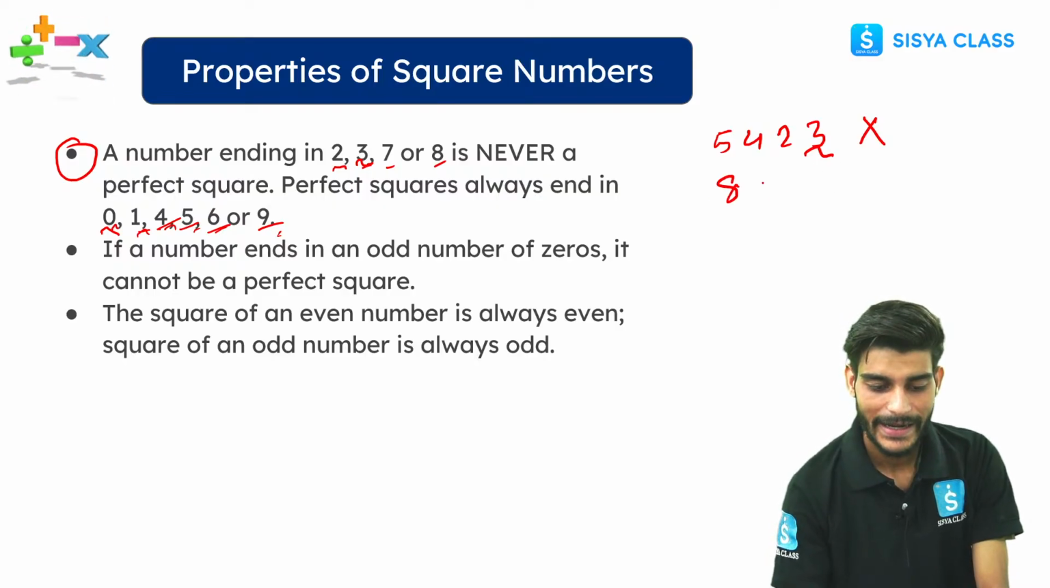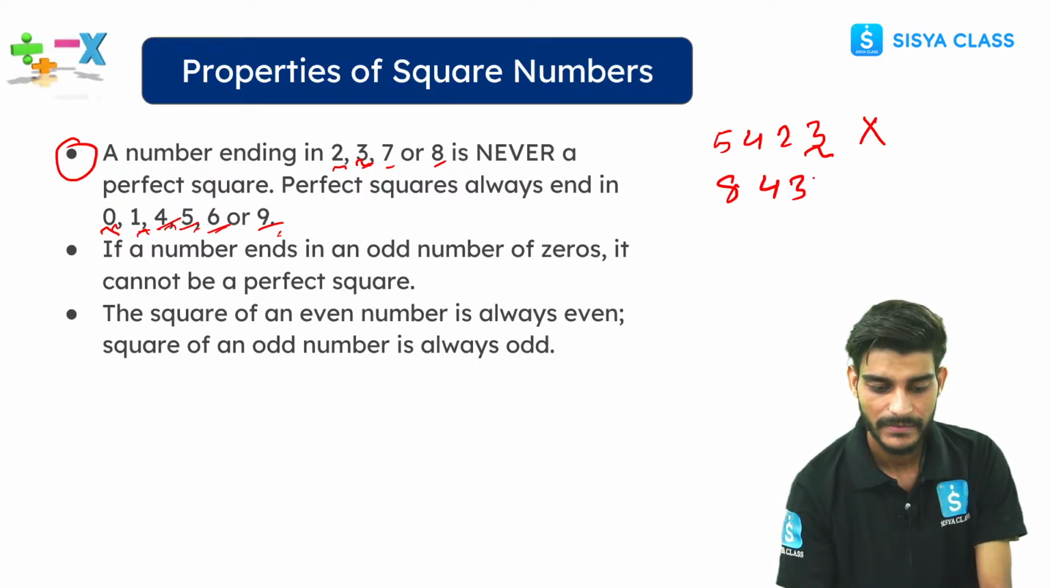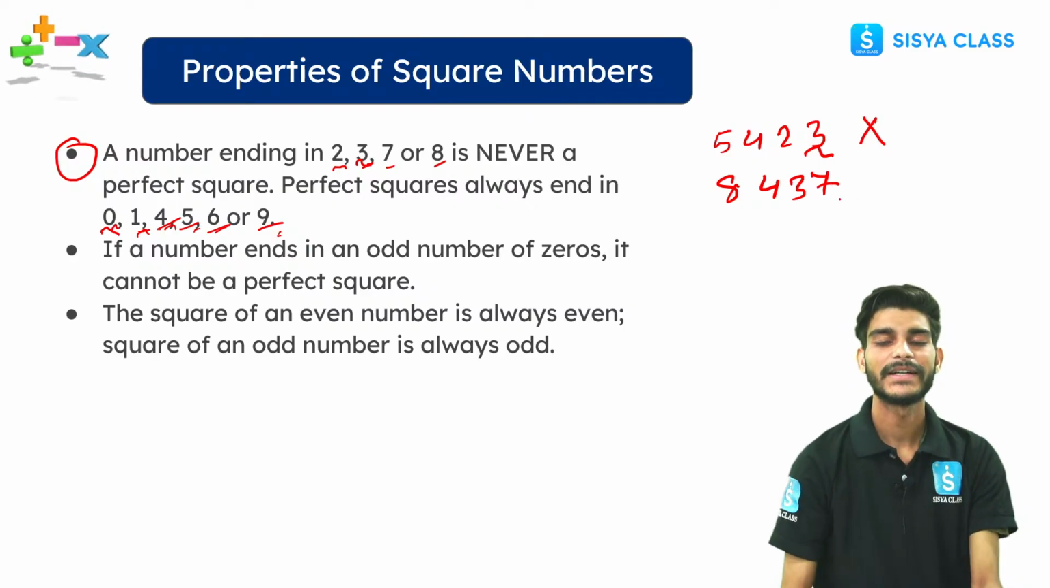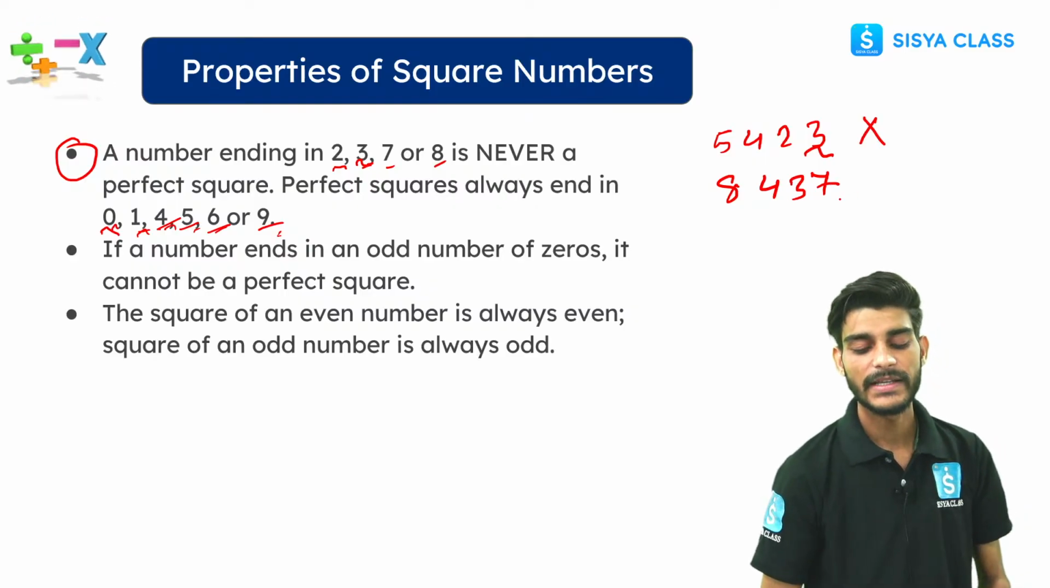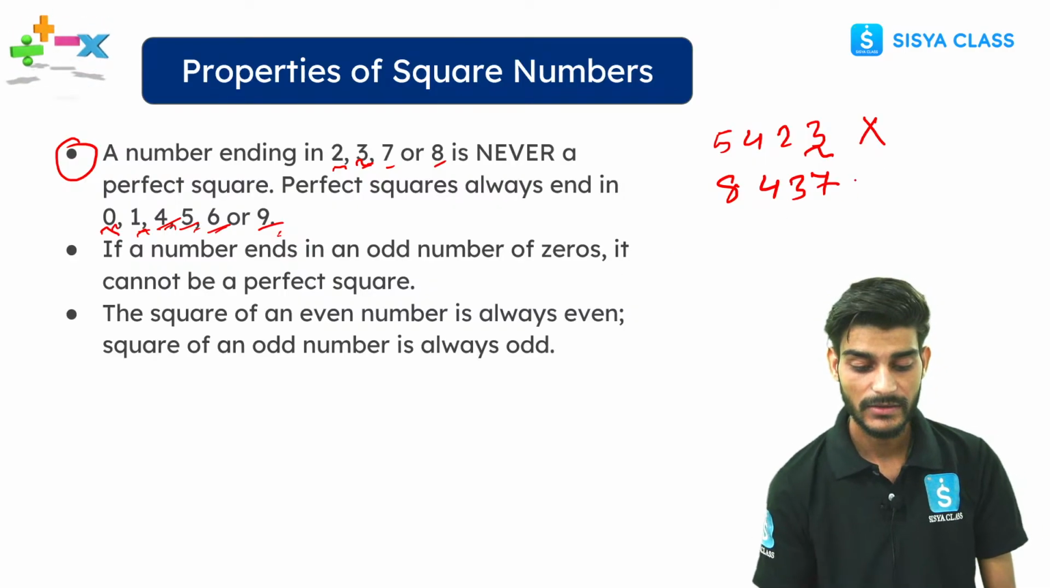What about 8, 4, 3, 7? Is this a perfect square? 8, 4, 3, 7? No. Again, this is not a perfect square because the last digit is 7.